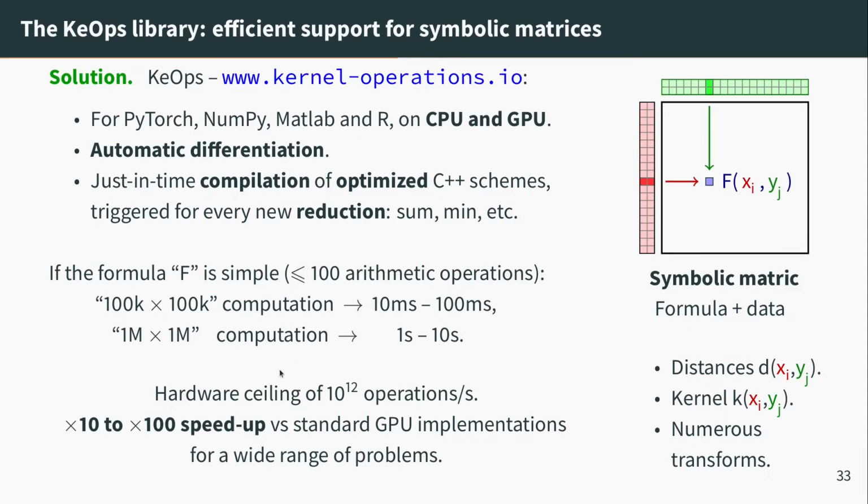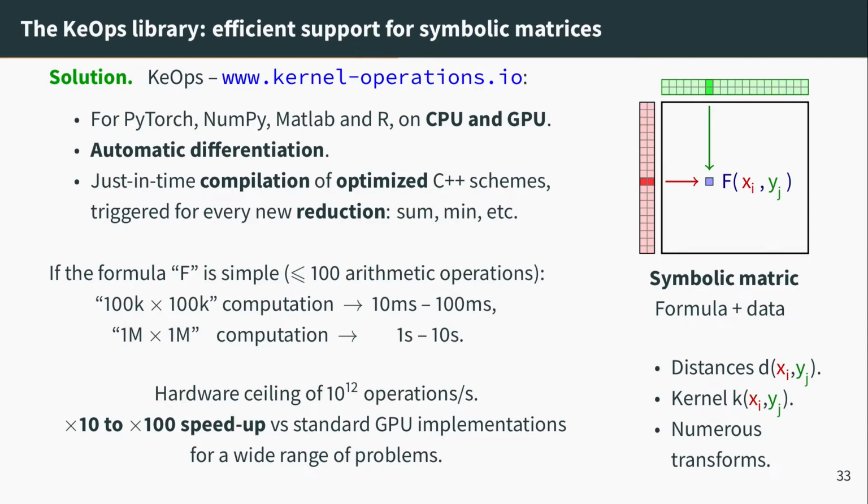And so with KeOps, for formulas that are simple enough, you reach this hardware ceiling. And that's typically 1 or 2 orders of magnitude faster than what people were used to with PyTorch, etc., on a wide range of problems.